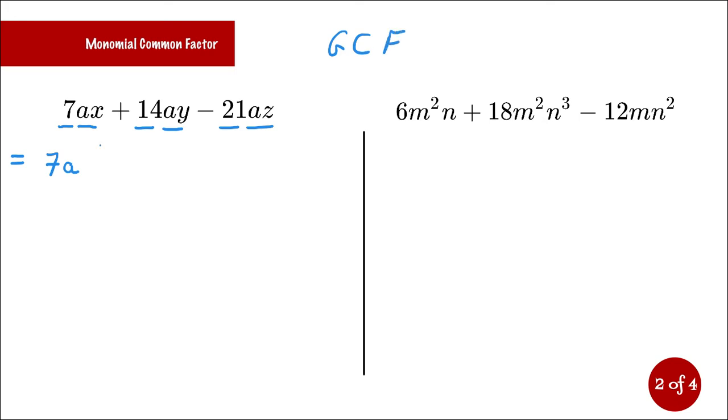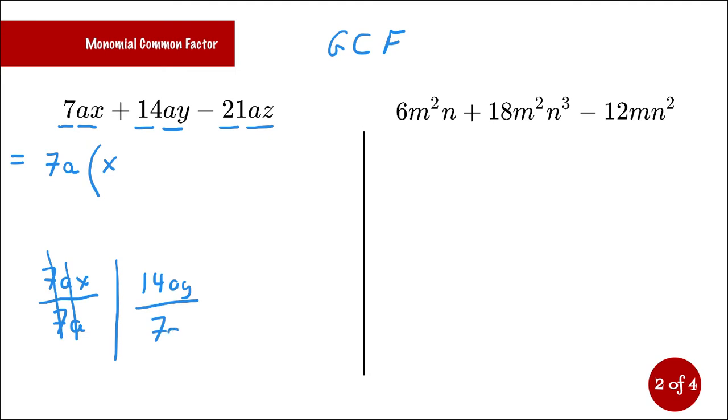Every line of math must equal the line above it, and what I'm doing is dividing the original term by the greatest common factor. So the 7's cancel out, the a's cancel out, and in my first term, I'm left with x. I'm going to do the same thing to my next 2 terms. A's cancel out, 14 divided by 7 is 2, and you're left with a y.